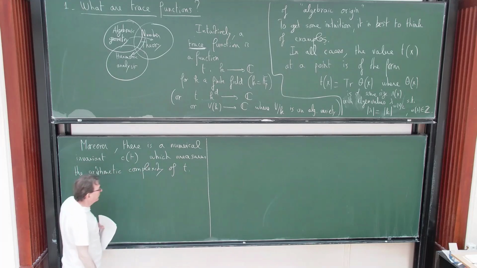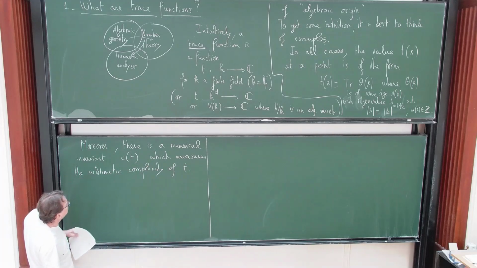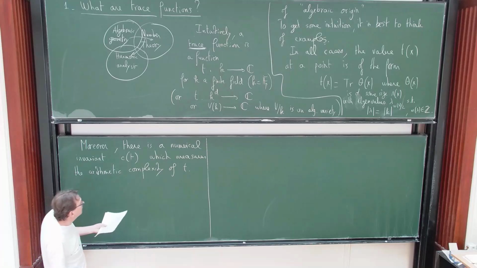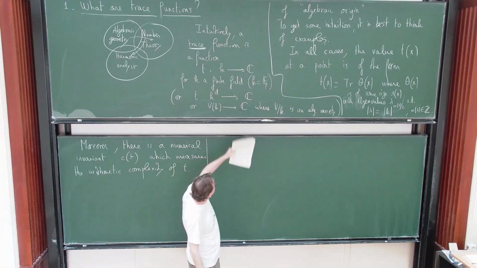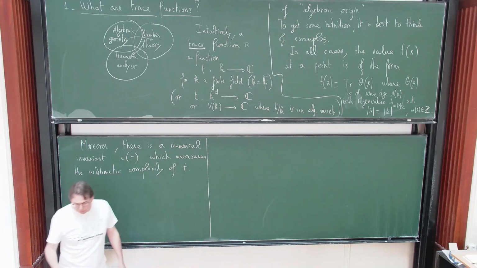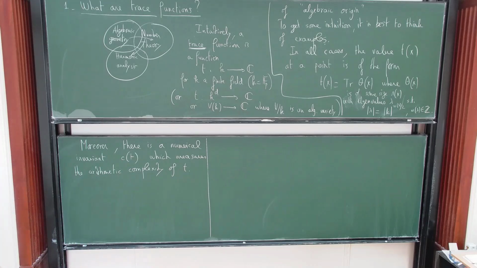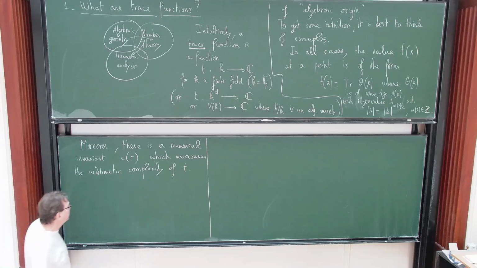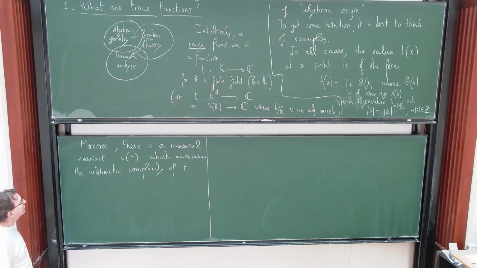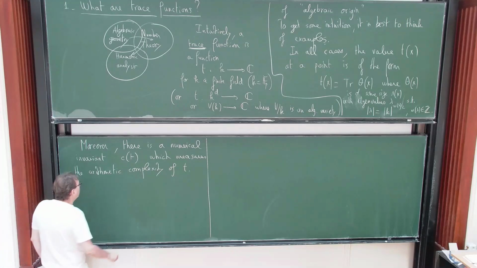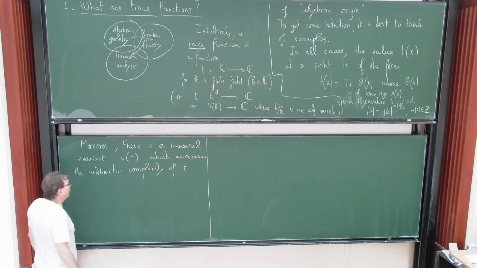And in most cases, what one really is interested in is a sequence of trace functions indexed typically by F_p. So for every prime p, you have a trace function modulo p. And these have the property that the complexity remains bounded as p varies. And that's the essential thing that will make all kinds of estimates meaningful, as we will see in the most important case, which is the Riemann hypothesis.